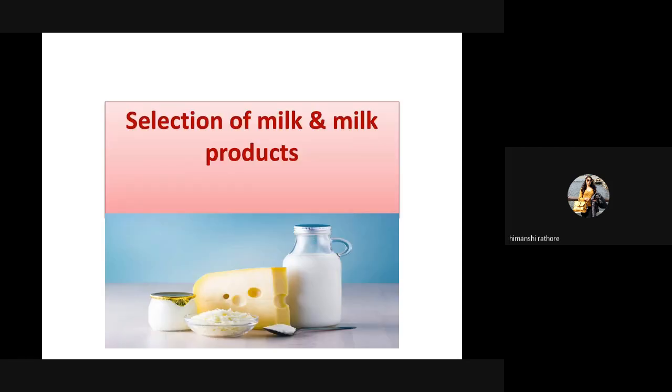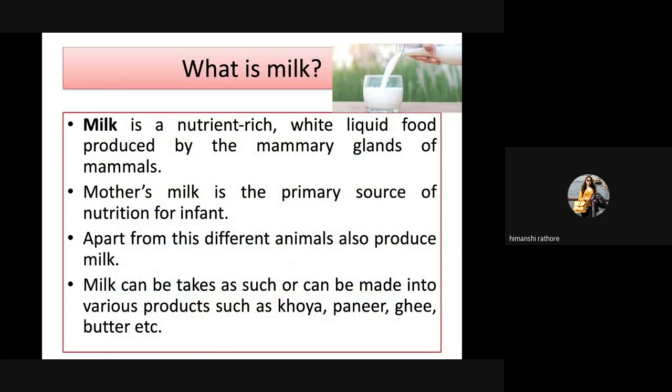Then we talked about the selection of milk and milk products. What is milk, and why infants are always advised to be on breastfeeding exclusively for 6 months.